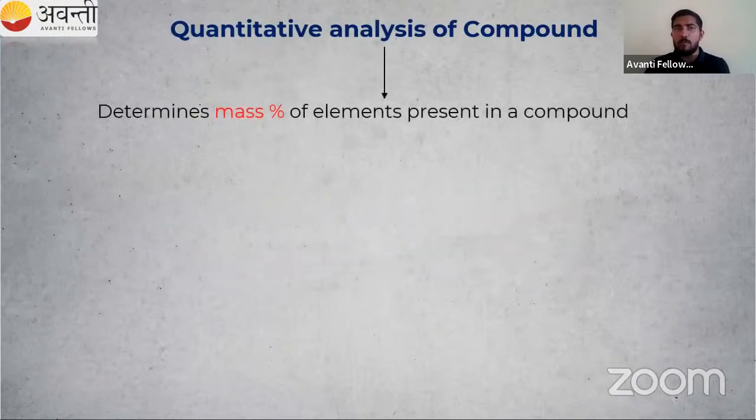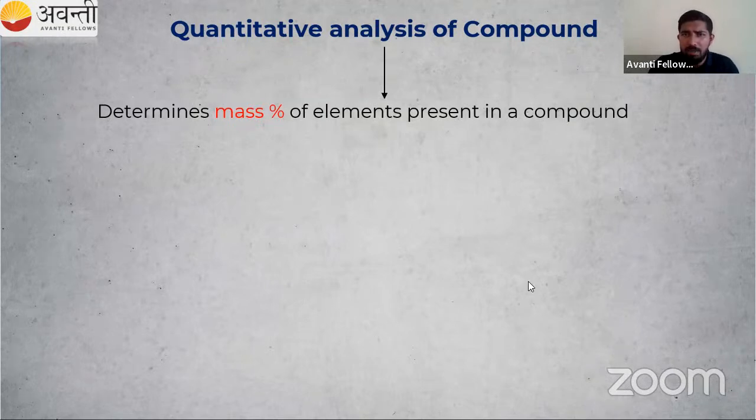Quantitative analysis of a compound: we have to determine the mass percentage of the element present in a compound. How to find percentage? Suppose in the examination, Avanti test, you are getting 10 marks out of 100. How to find the percentage? 10 marks obtained divided by total marks, that is 100, into 100. So we will get percentage. Similarly, how to find the percentage of the elements? The mass of the element divided by the total mass of the organic compound, into 100. So that is quantitative analysis, percentage of the element present.